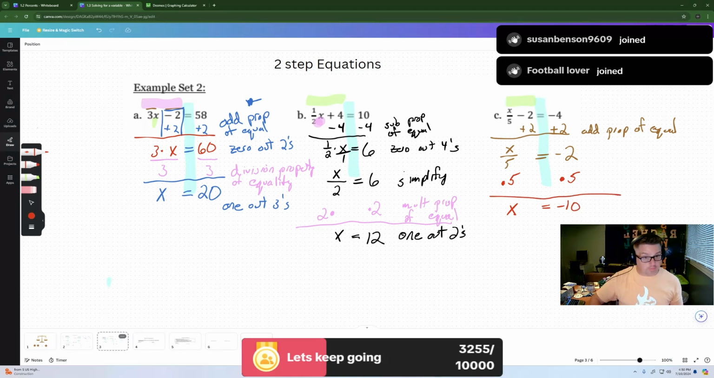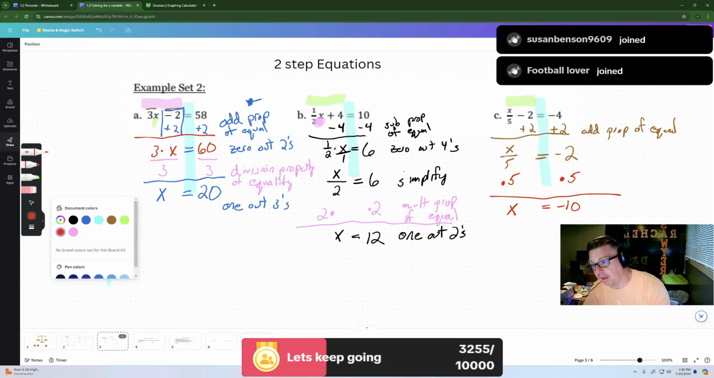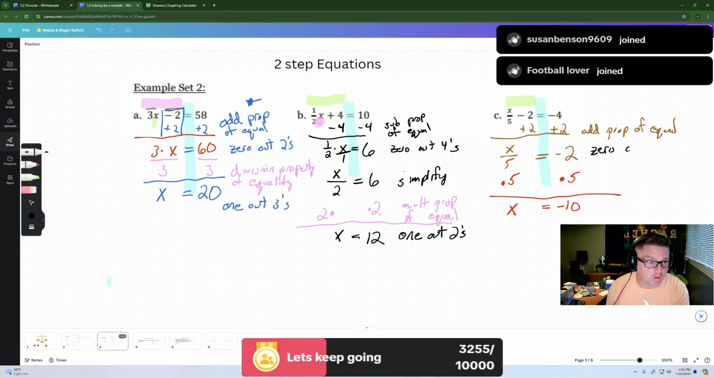Now, we didn't write everything out, so go back and see if you can fill it in. Well, we did the addition property of equality. That got us to x divided by 5 equals -2. But how did we get there? We zero out the 2's. And then what did we do? Multiplication property of equality, because we multiplied both sides by 5.